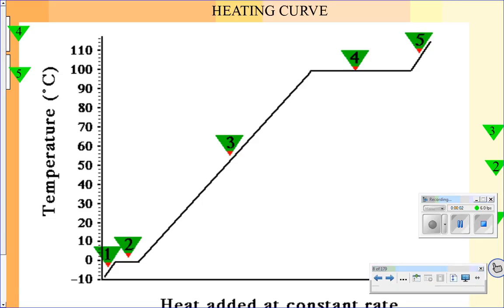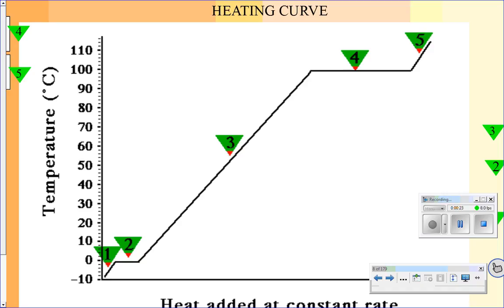Today we're going to talk about heating and cooling curves. To make a heating or cooling curve, you take a substance and continually heat or cool it. So you either add or remove heat at a constant rate. While you are adding or removing that heat, you're continually measuring temperature.